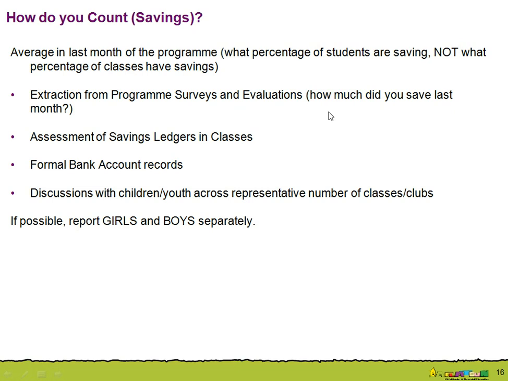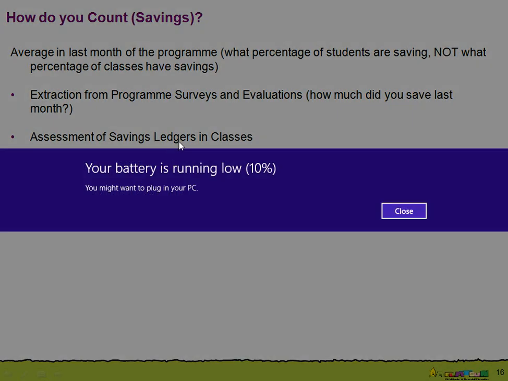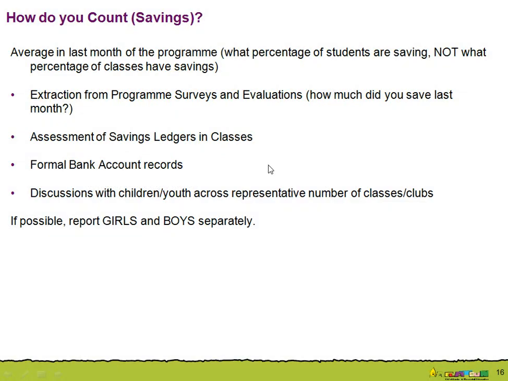We're using one month as a reference period because it's simpler to calculate. It's also a similar process to what's used for unemployment, where people ask just about the previous week, were you employed or not, and that's the reference period. So for us, the reference period is the final month of the program. As I said, you can measure this through surveys. You can also measure this by calculating it from savings ledgers, and you can also use bank account records. Again, if possible, please report boys and girls separately.